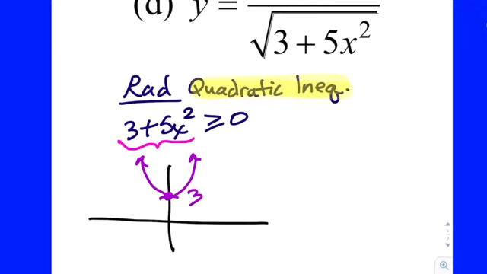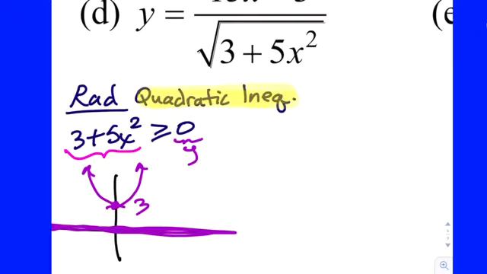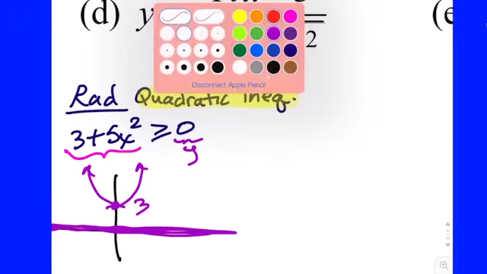For what values of x is that purple parabola greater than or equal to 0? And by 0, we mean y equals 0, which is also known as the x-axis, right? So for what values of x is the purple parabola above the x-axis? All of them, right? So 3 plus 5x squared is always greater than or equal to 0. We're never going to have a negative under the radical. Okay, so there's no restrictions there. Got it? All right. So now let's look at the denominator.